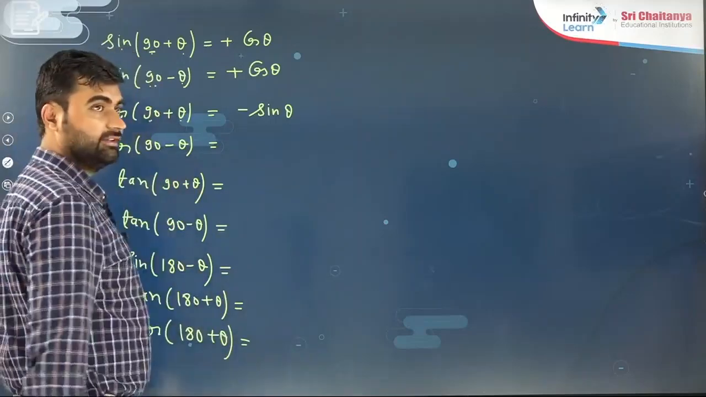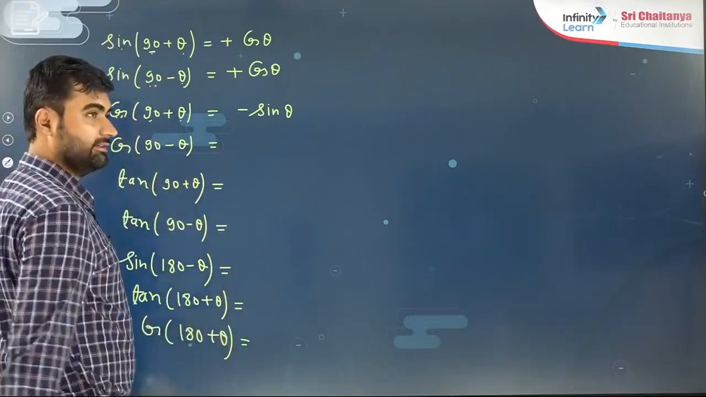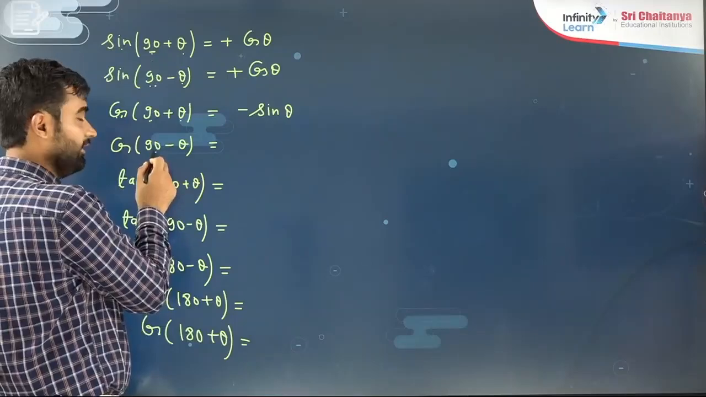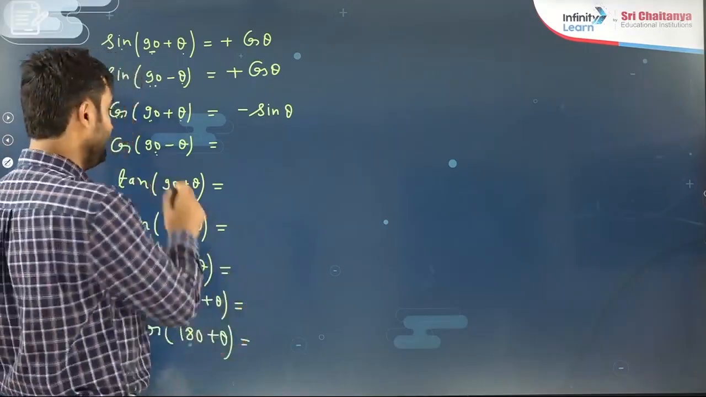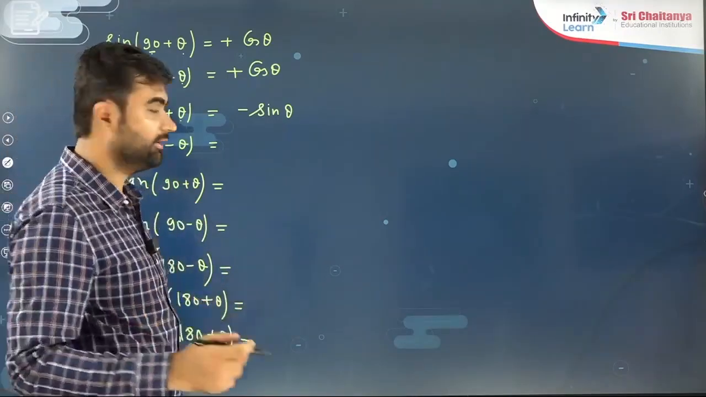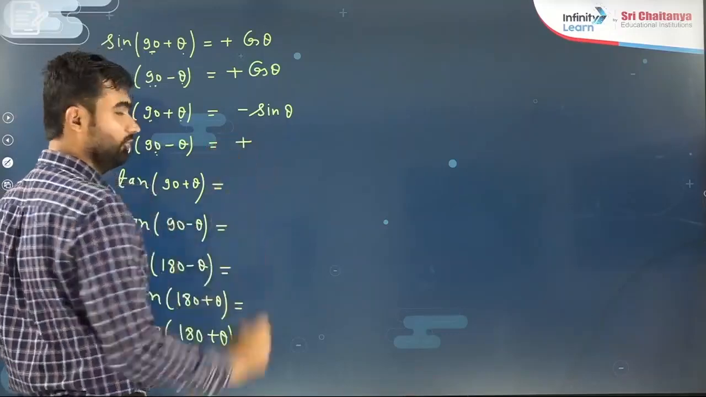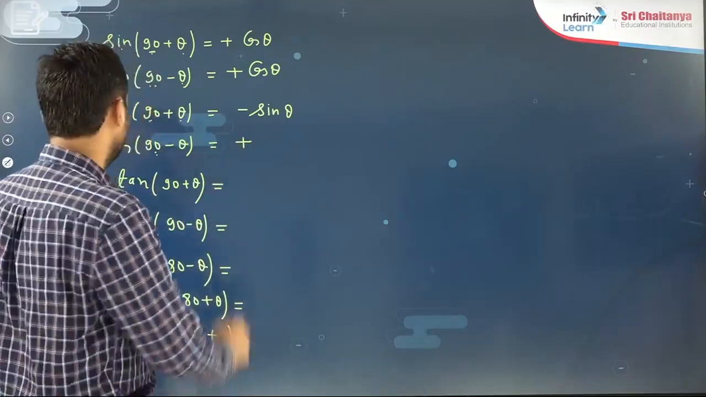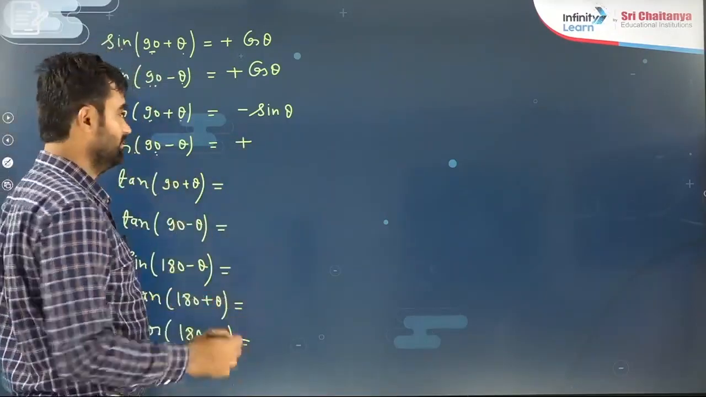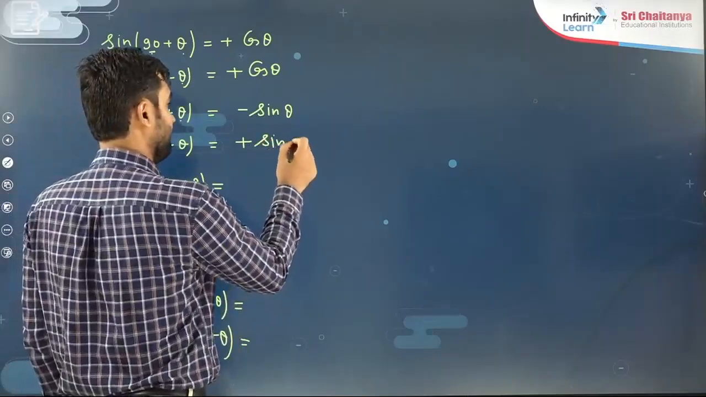Now cos 90 minus theta. In which quadrant are we? First quadrant. 90 minus something means first quadrant. In the first quadrant all are positive. So it has a positive sign. Cos will convert into sine. So it is sine theta.